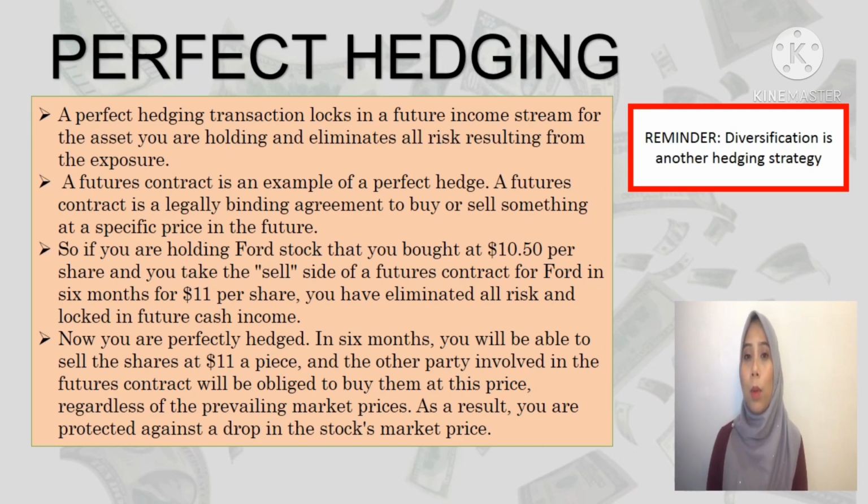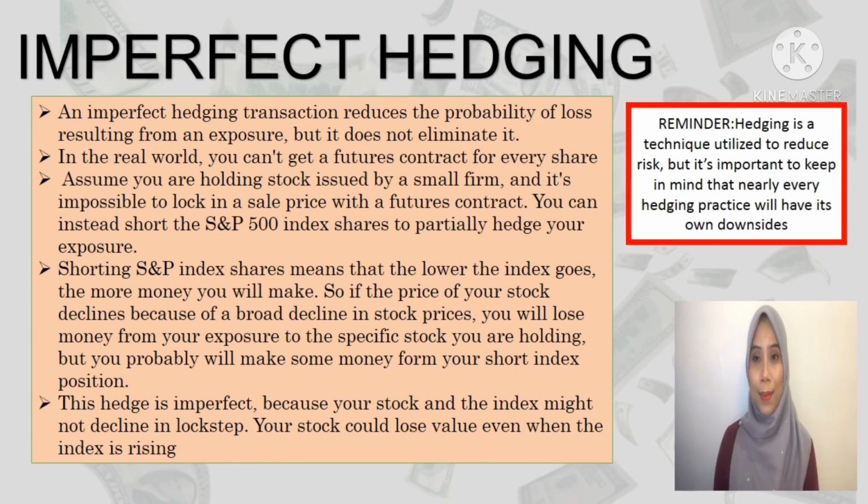In 6 months, you will be able to sell the share at $11 apiece, and the other party involved in the future contract will be obligated to buy them at this price, regardless of the prevailing market price. As a result, you are protected against a drop in the stock's market price. Reminder, diversification is also another hedging strategy.